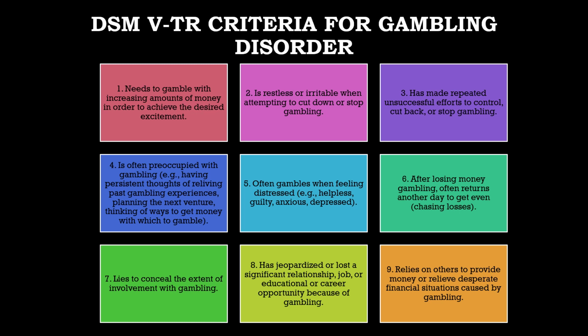And again, I'm not going to read all of these, but I do want to point out a few because they look a lot like the criteria for substance use. For example, needing to gamble with increasing amounts of money in order to achieve the desired excitement. That kind of looks a lot like tolerance in a substance use disorder. Or is restless or irritable when attempting to cut down or stop gambling. I'm looking at the second criteria. Has made repeated unsuccessful efforts to control, cut back, or stop gambling.